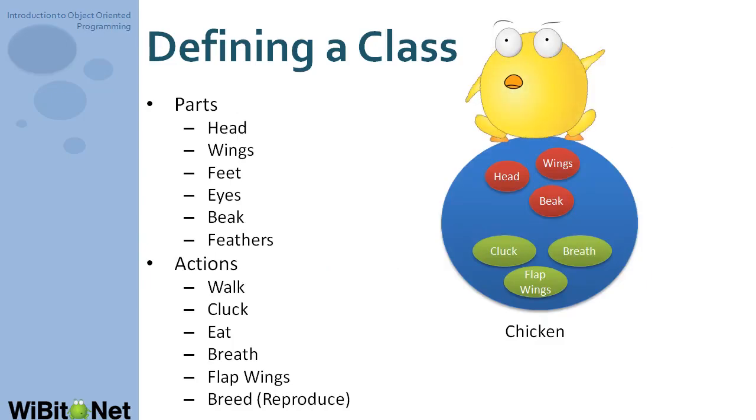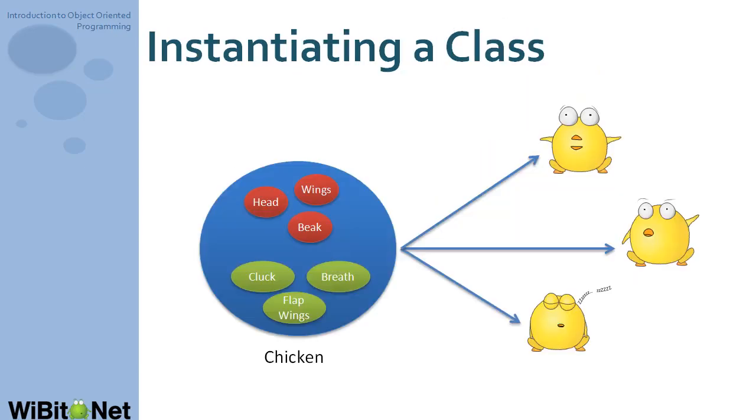All right. Well, we first define things about the chicken, like it has a head. Yeah, that's good. And it has wings, and feet and eyes, and beak and feathers, but it also has functionality, right? Or action. So it can walk, it can cluck, it can eat, it can breathe, flap its wings, breed, it can reproduce, it can produce other chickens. Another instance of a chicken object. Interesting. So, here we go.